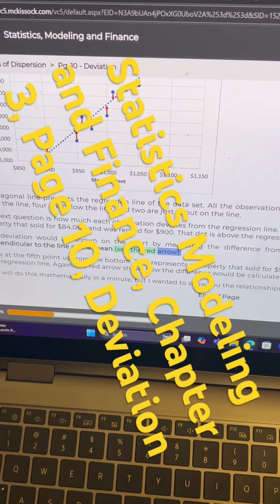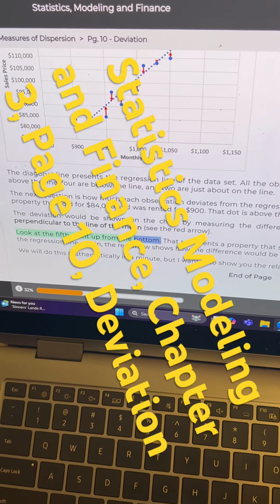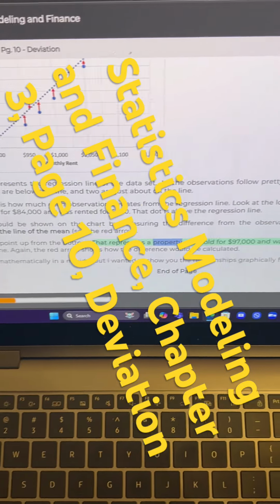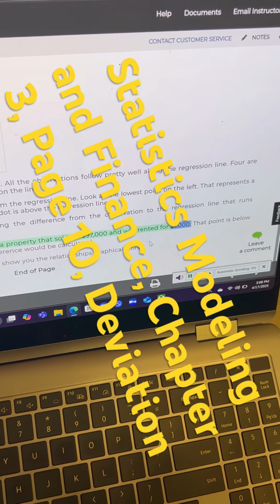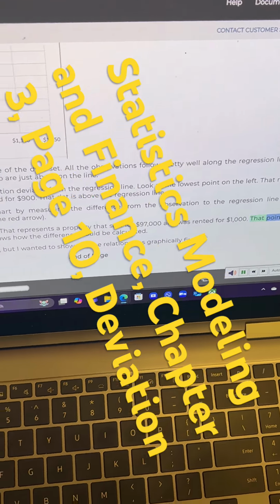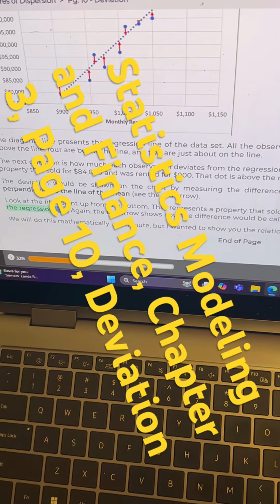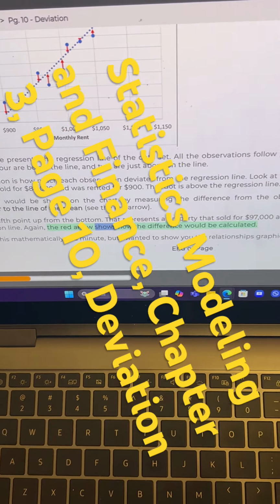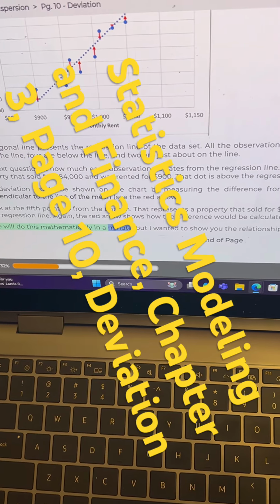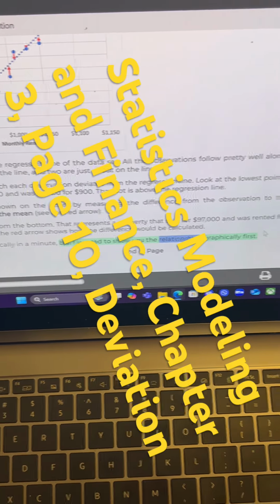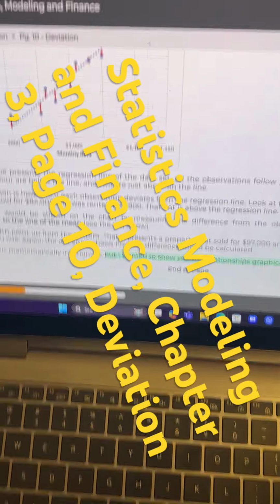See the red arrow. Look at the fifth point up from the bottom. That represents a property that sold for $97,000 and was rented for $1,000. That point is below the regression line. Again, the red arrow shows how the difference would be calculated. We will do this mathematically in a minute, but I wanted to show you the relationships graphically first. End of page.